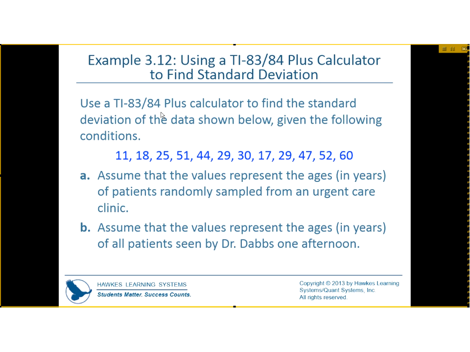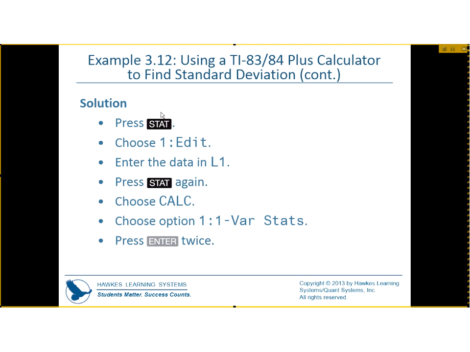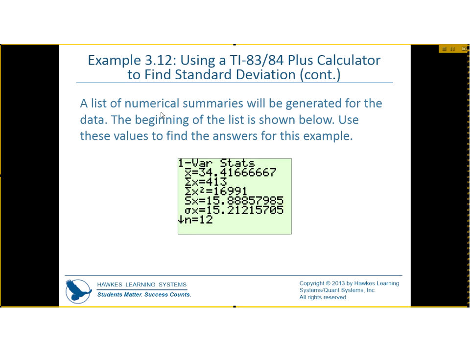And then B says, assume the values represent the age of all the patients seen by Dr. Dabbs in one afternoon. So you see all patients. So we're going to look for the population. Remember, the population standard deviation is right under the sample standard deviation. So here are the calculator instructions again, and let's look at the output.